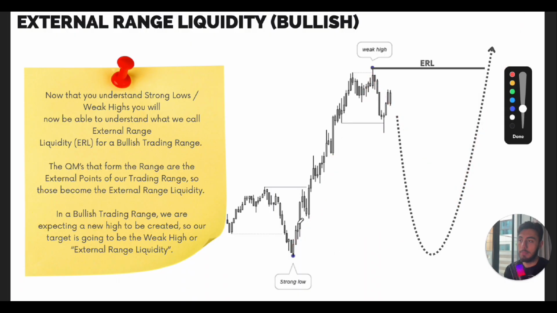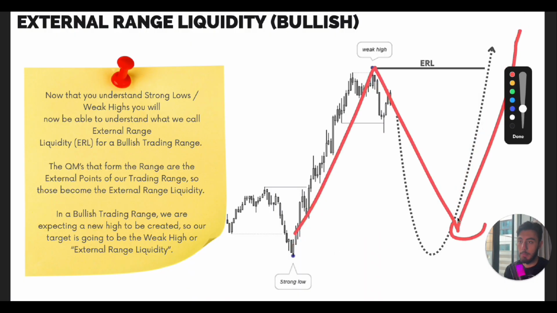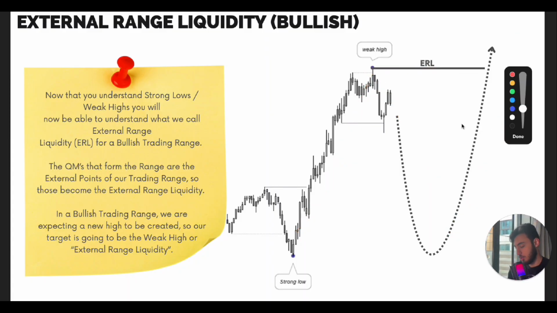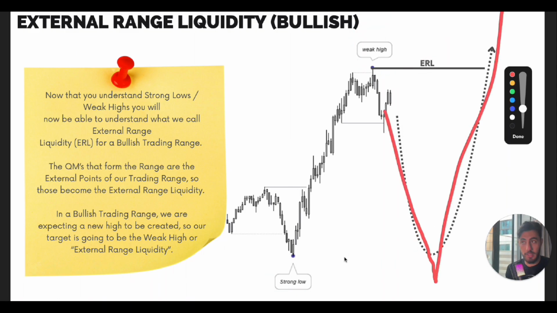So the main position that we're going to get, it's going to be the buy here until the new high, weak high. We can call it external range liquidity. This is going to be the expectation that we have in the bullish trading range. So in the bullish trading range, you are expecting the weak high to be taken out. So you're going to buy, and also you're expecting the strong low to get respected. You can expect price to take up the strong low, then go for the weak high.